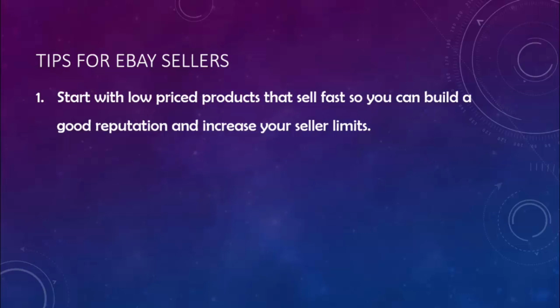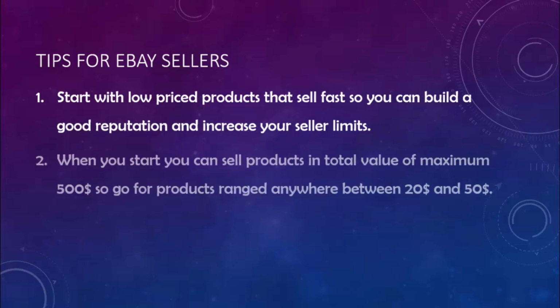Okay, but first of all, in order to get you going and get some traction with your eBay store, so to say, you need to find low priced products, but I wouldn't recommend under $10 or even under $20, so you can sell them fast. Okay, you need to have cash flow very fast. When you start, you can sell products in total value of maximum $500. So this is in direct relationship with what we have talked earlier. Okay, so go for products ranged anywhere between $20 and $50. Because if you go for example for a product that is less than $10 or $15, your profit margin will be very small, and actually you will make very little money on that product.